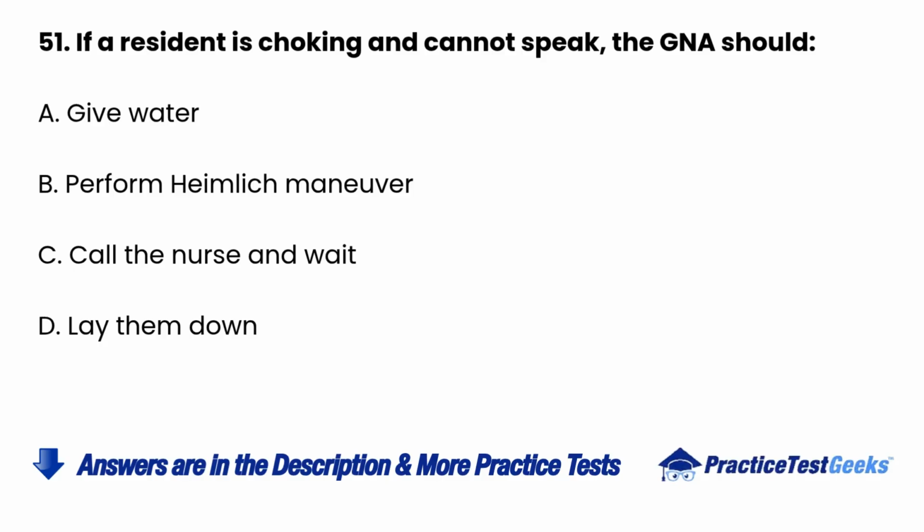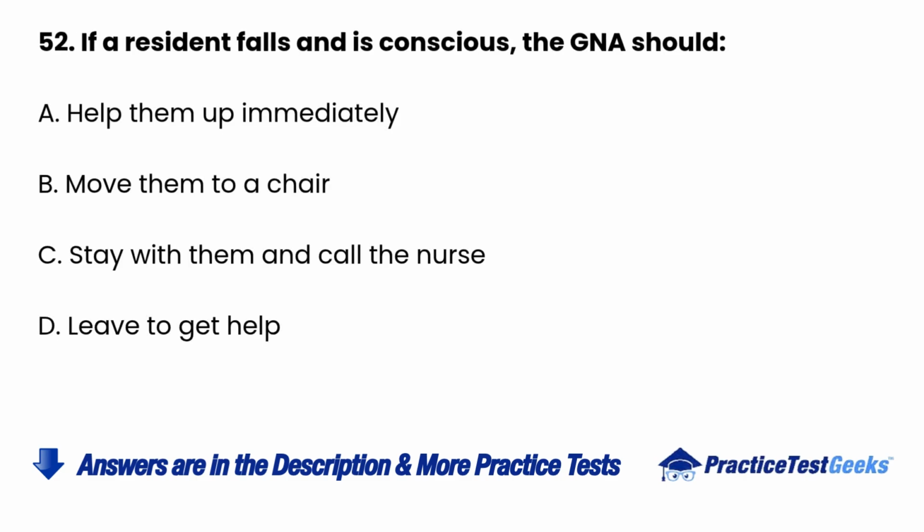51. If a resident is choking and cannot speak, the GNA should A. Give water. B. Perform Heimlich maneuver. C. Call the nurse and wait. D. Lay them down. 52. If a resident falls and is conscious, the GNA should A. Help them up immediately. B. Move them to a chair. C. Stay with them and call the nurse. D. Leave to get help.